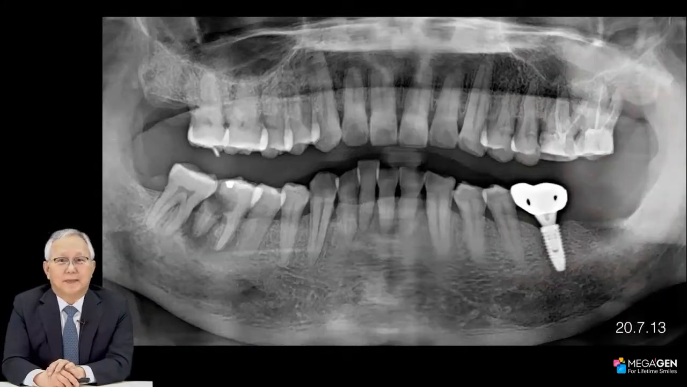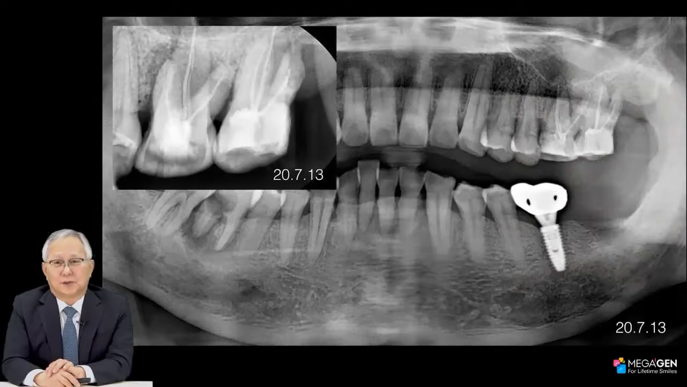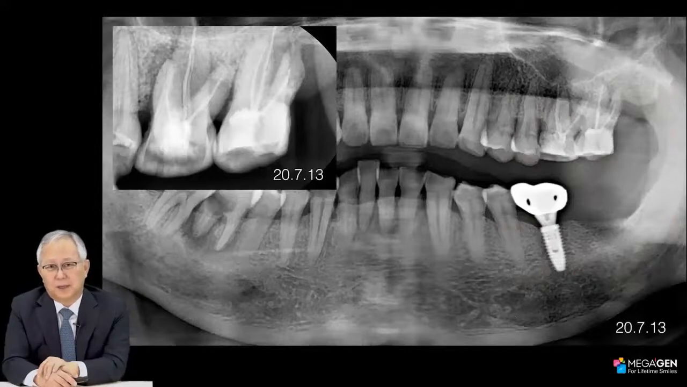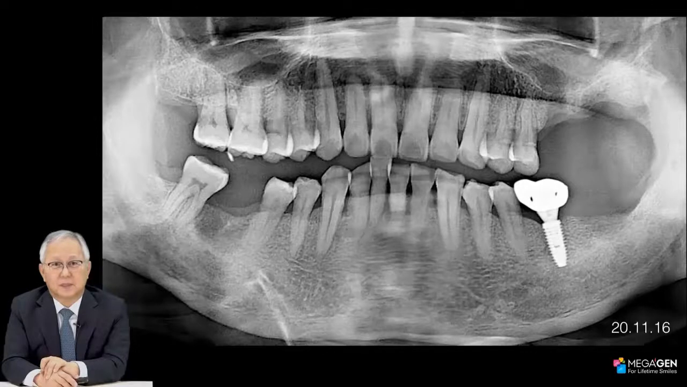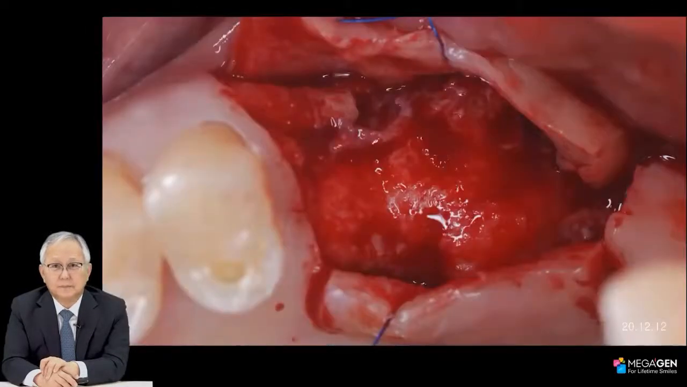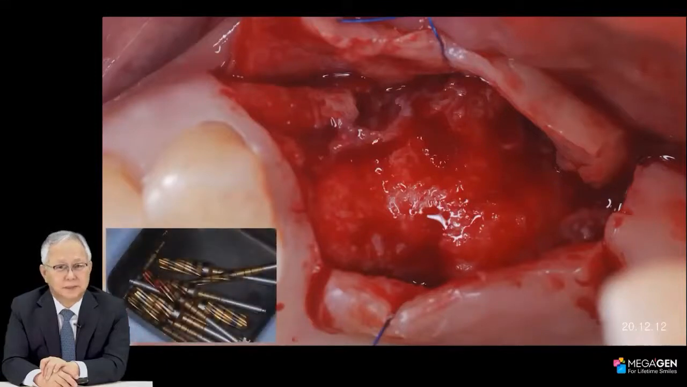And again, another case on the left maxillary arch, almost similar to the previous case. Serious periodontitis, and extracted and waited a little bit. See? So just step by step.